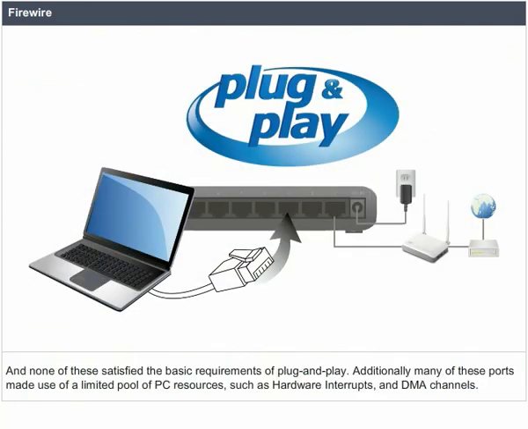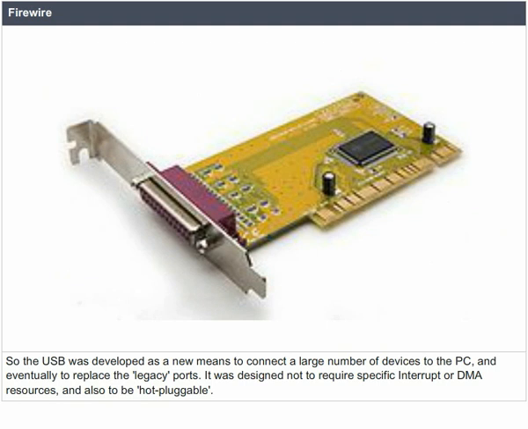And none of these satisfied the basic requirements of plug and play. Additionally, many of these ports made use of a limited pool of PC resources, such as hardware interrupts and DMA channels. So, the USB was developed as a new means to connect a large number of devices to the PC and eventually to replace the legacy ports. It was designed not to require specific interrupt or DMA resources and also to be hot pluggable.